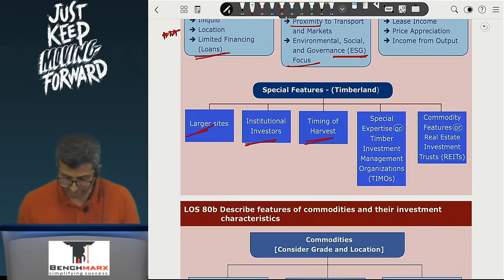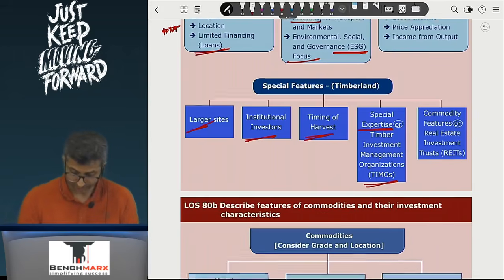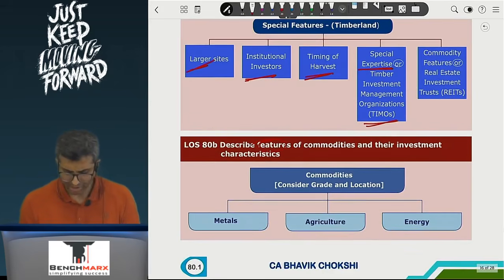You need a lot of special expertise to manage it, and hence there are timber investment management organizations which you can use for the purpose of management. Recently, there have been certain REITs which have also started for the purpose of investing in this asset class. These are the features of commodities and their investment characteristics.